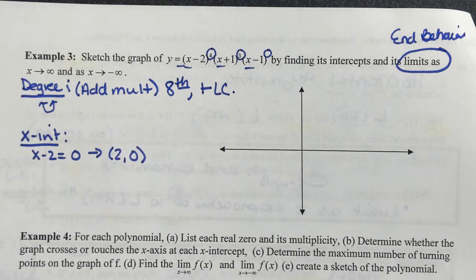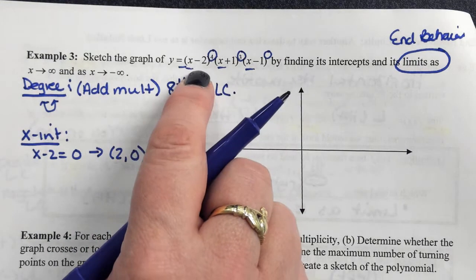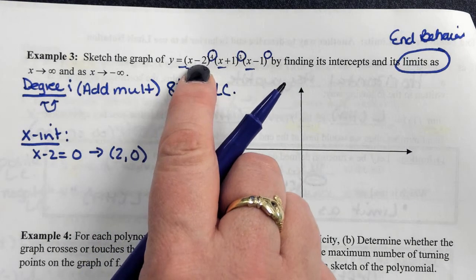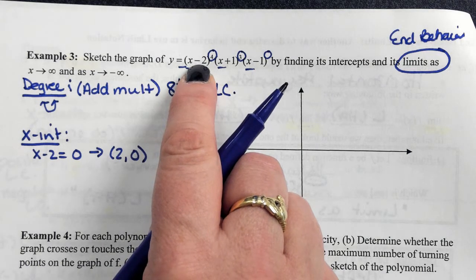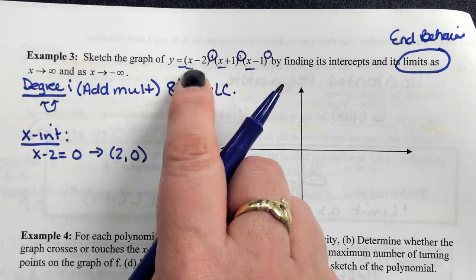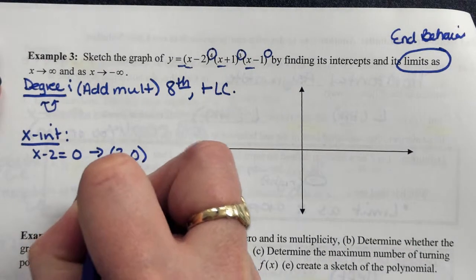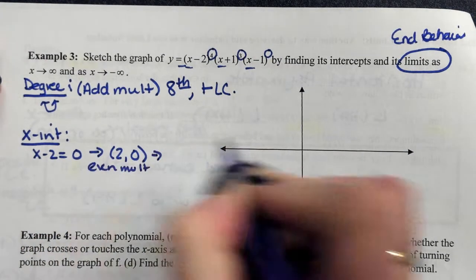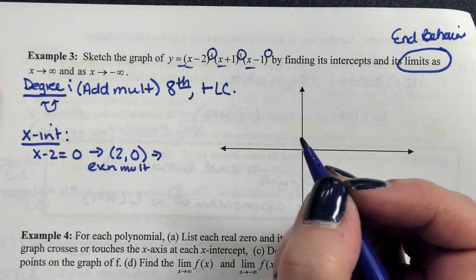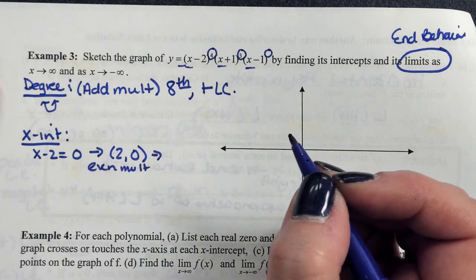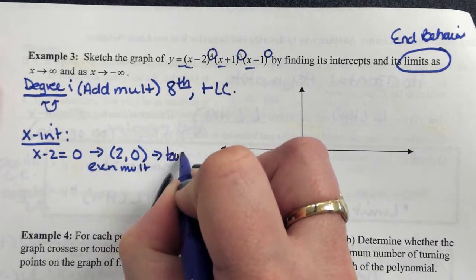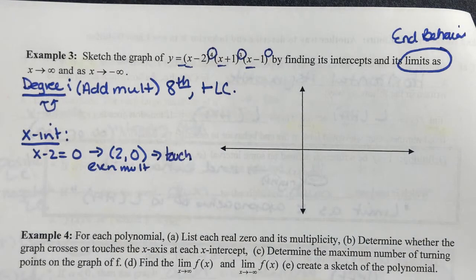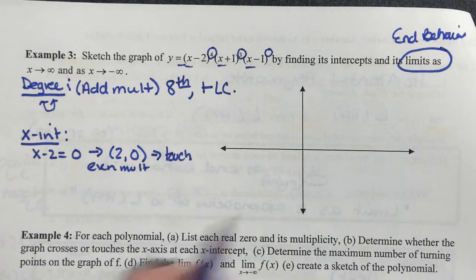But now at each x-intercept, you need to know if it's going to cross or is it going to touch. So what was the multiplicity for the factor x minus 2? It's 4, so it's an even multiplicity. So at (2, 0), is it going to cross or is it going to touch? Touch. So at the x-intercepts, you need to know if it's going to be crossing or touching.